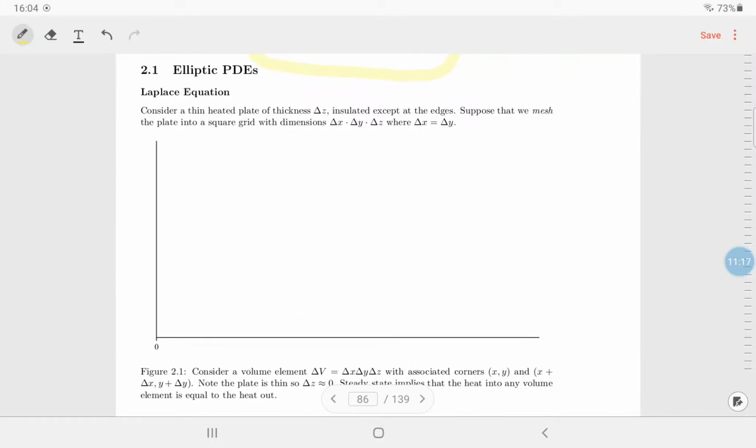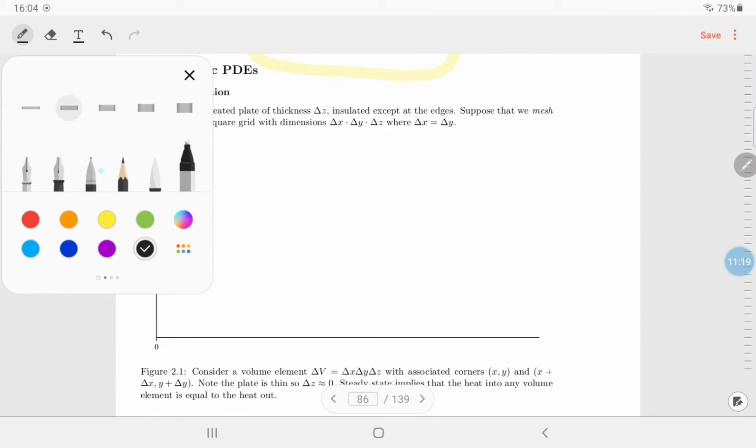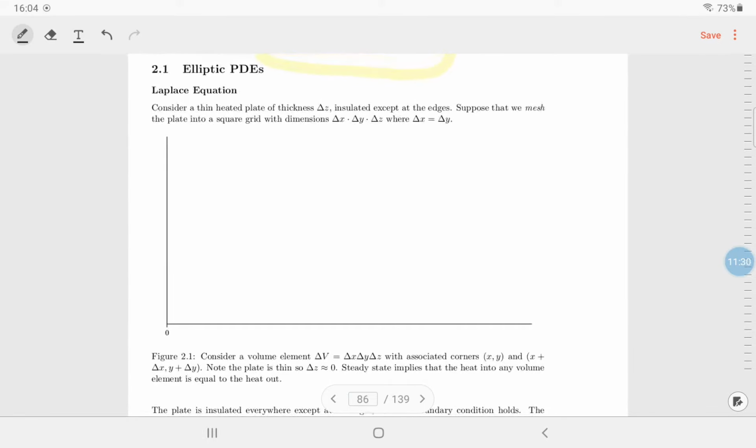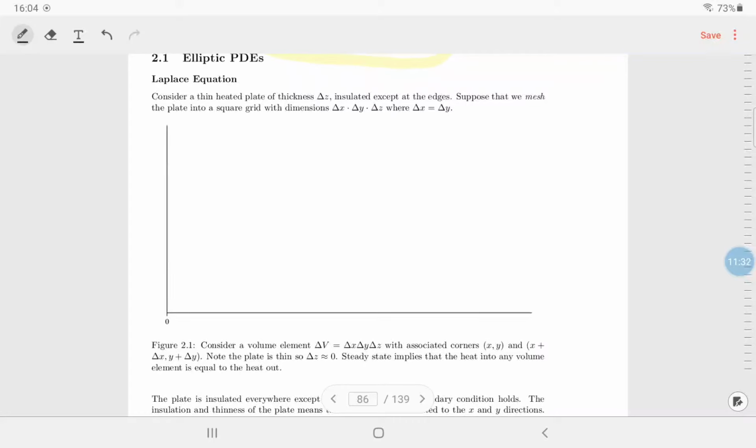Now we're going to look at something called Laplace's equation, which is an example of a partial differential equation. Now this can be a bit tricky, and it's one of the harder things I do in CIT, this lecture here, so hopefully it goes okay. So we're going to have a thin heated plate.